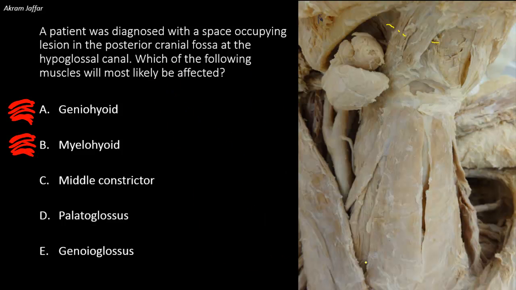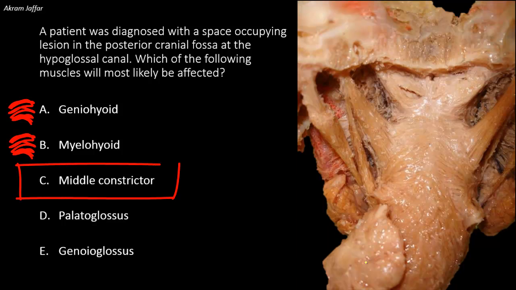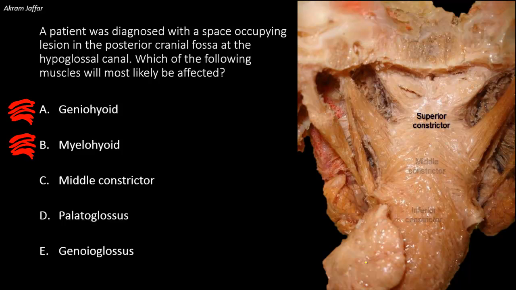Therefore, mylohyoid is not supplied by the hypoglossal nerve and would not be affected in this patient. Regarding the third choice, middle constrictor, you can see here in a posterior view of the pharynx the three stacked muscles, superior, middle, and inferior constrictors, three pharyngeal muscles.